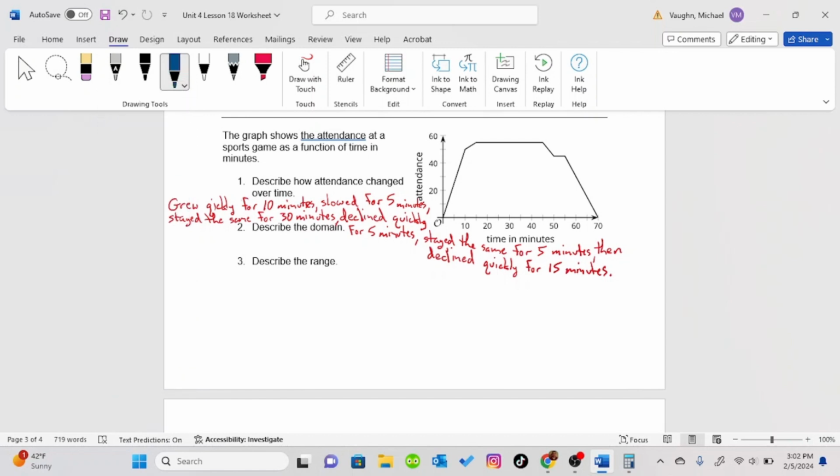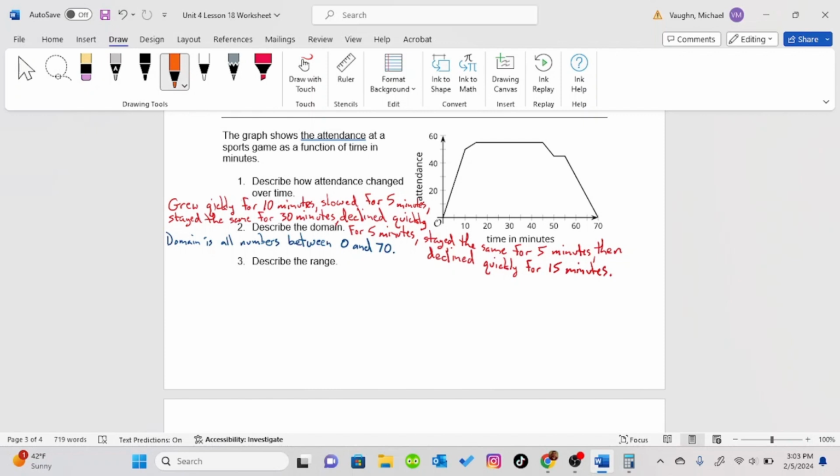Number 2, describe the domain. The domain represents all the input numbers or all the x values. So the domain is all numbers between 0 and 70.